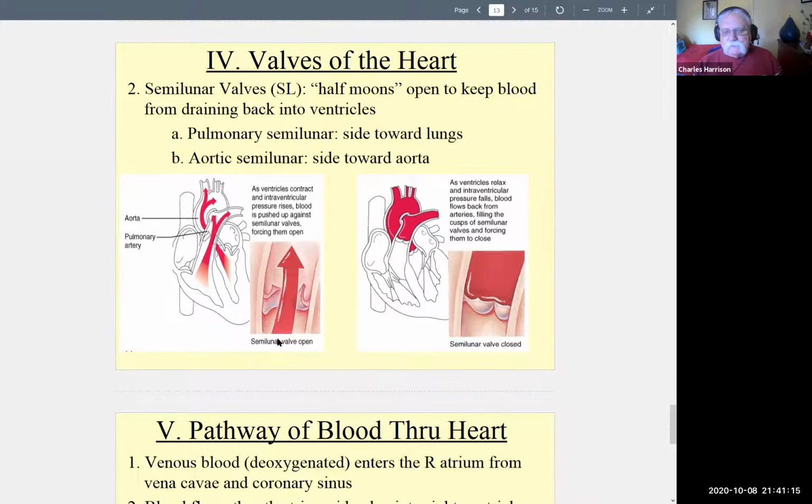Here's how it opens up. Blood going, say, for instance, into the trunk, pulmonary trunk, and then when it drops backwards, it drops into these troughs and closes the cusps of the valve.